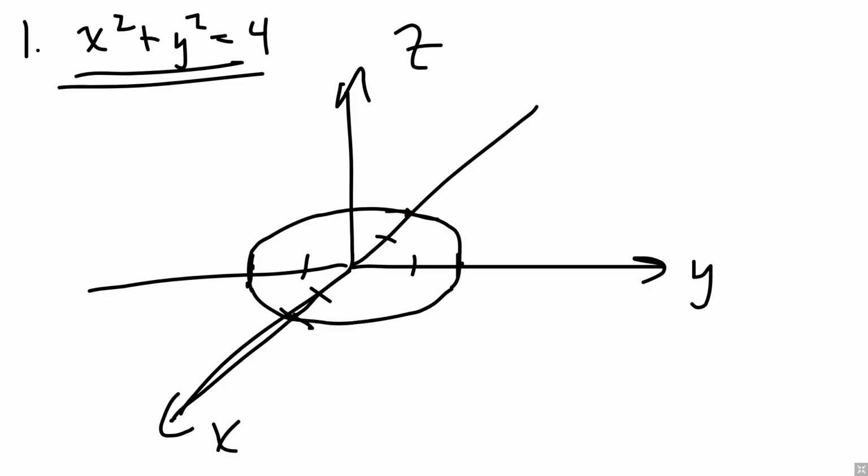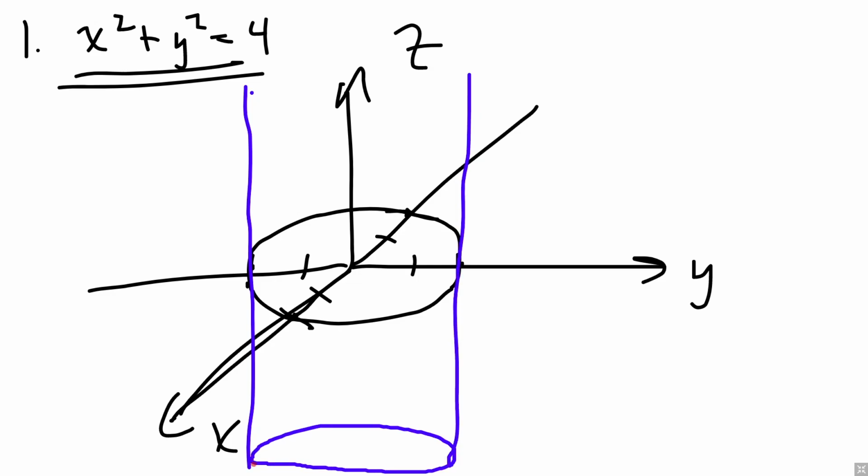So here's your circle. Now, as far as this is concerned, it's void of z, so z can take on any value. So it will be parallel planes. And basically, this will be your drawing for x squared plus y squared equals 4. Any questions there?